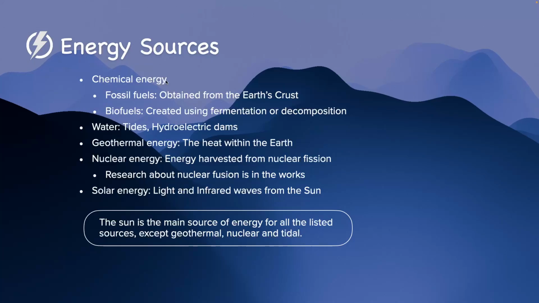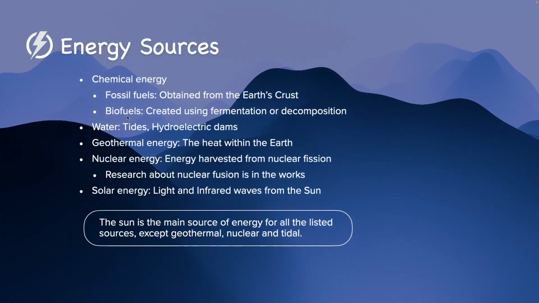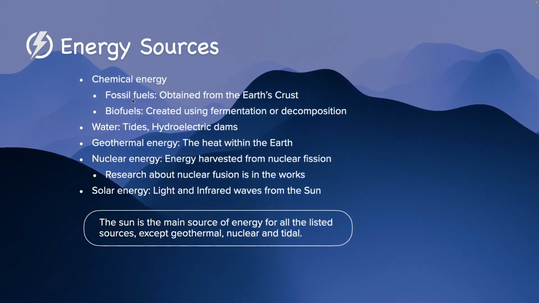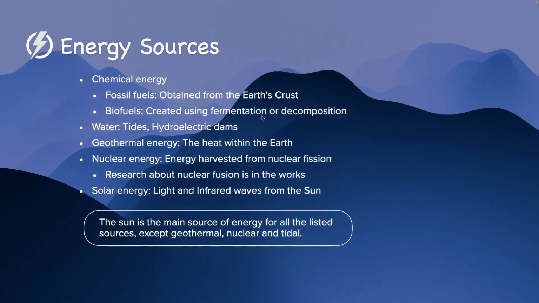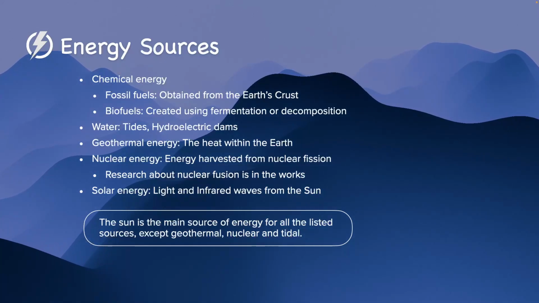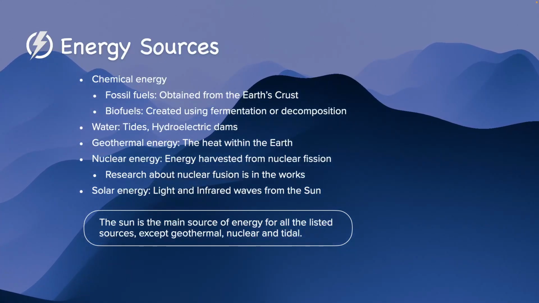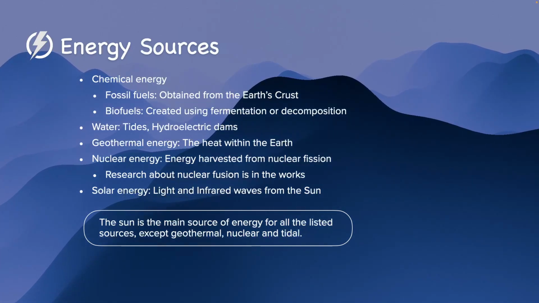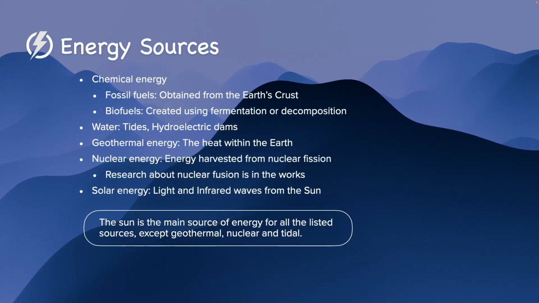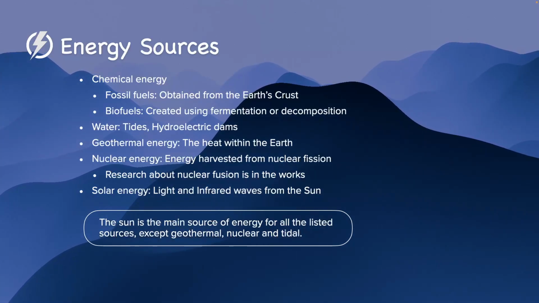So in chemical energy, we have fossil fuels or biofuels. Fossil fuels are extracted from the Earth's crust, but biofuels are created using fermentation and decomposition. These two can be burned to generate internal or thermal energy, which is heat, which can be converted to another energy type, for example, electricity that we use.